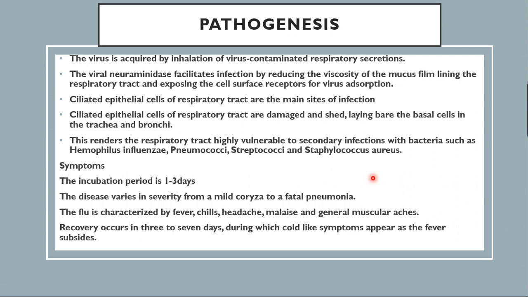Then coming to the pathogenesis, which is obviously very important. The virus is acquired by inhalation of virus-contaminated respiratory secretions. That means when an infected person sneezes or coughs, obviously those droplets contain this virus. So if you inhale that, obviously you get infection. The viral neuraminidase facilitates infection by reducing the viscosity of the mucus film lining the respiratory tract and exposing the cell surface receptors for virus adsorption.